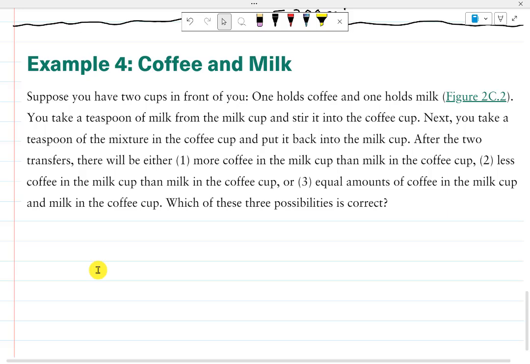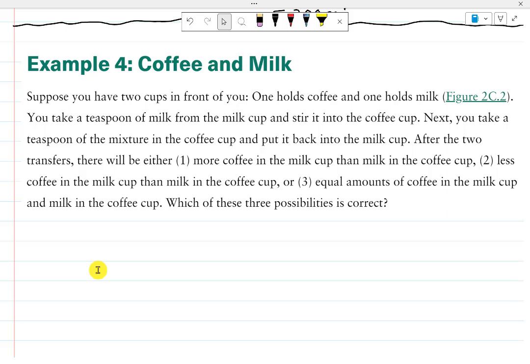Suppose you've got 2 cups in front of you. One holds coffee and one holds milk. I am going to make the assumption for my problem that they're the same size cup, or that they're going to contain the same amount of liquid, although I don't think it says that here. You take a teaspoon of milk from the milk cup and stir it into the coffee cup. Next, you take a teaspoon of the mixture in the coffee cup and put it back into the milk.